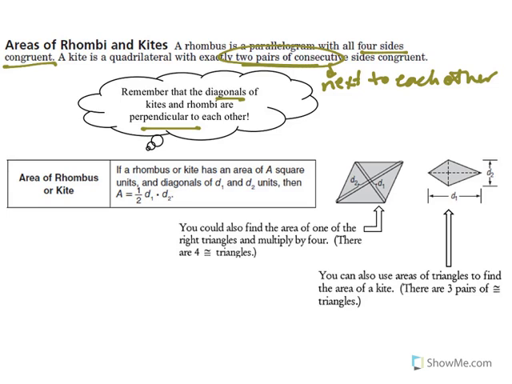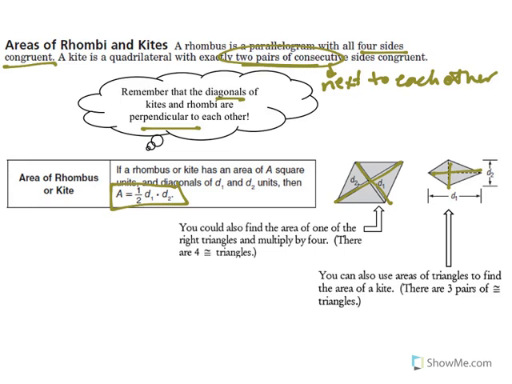So the area of a rhombus or kite, if we label the entire length of the diagonals D1 and D2, then the area is just 1/2 D1 times D2. It has to be the entire length. D1 goes from corner to corner, D2 goes from corner to corner. Same thing here. D1 goes corner to corner, D2 goes corner to corner. So we just do 1/2 diagonal 1 times diagonal 2, call it a day.